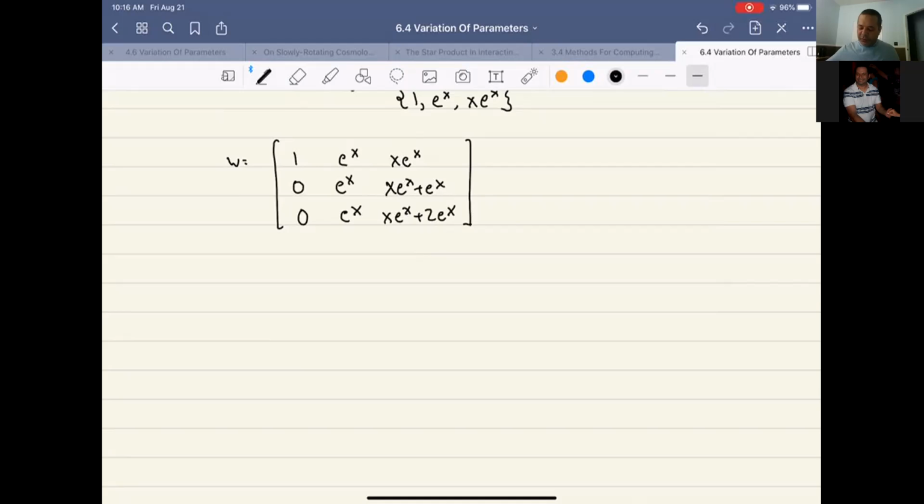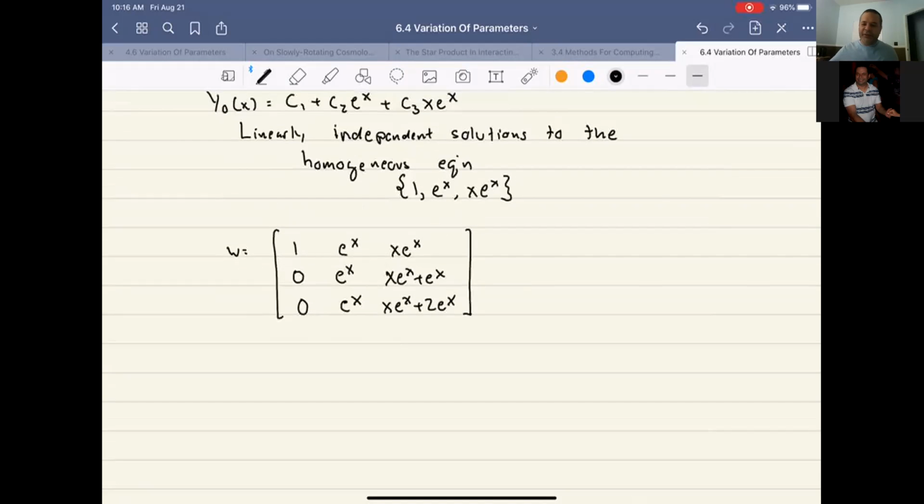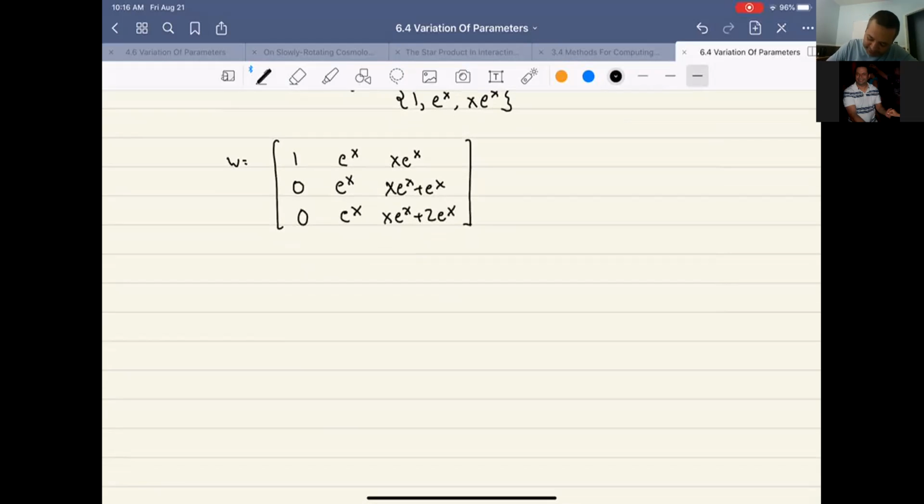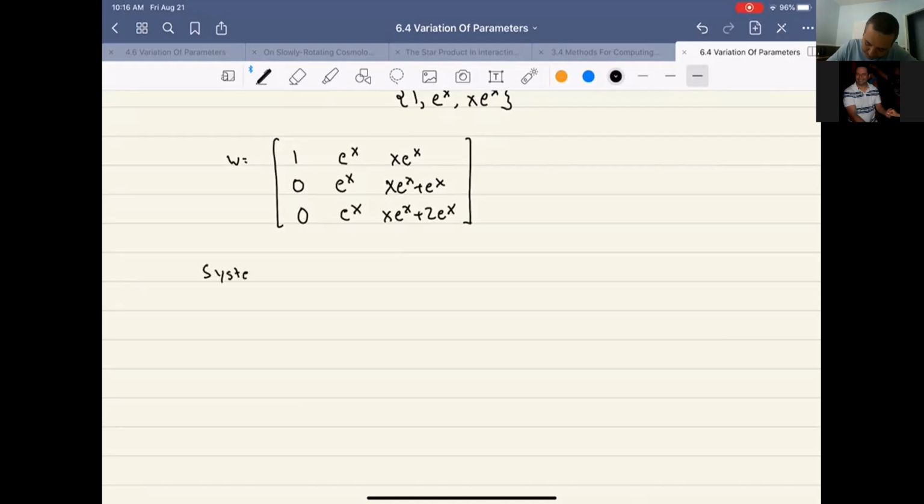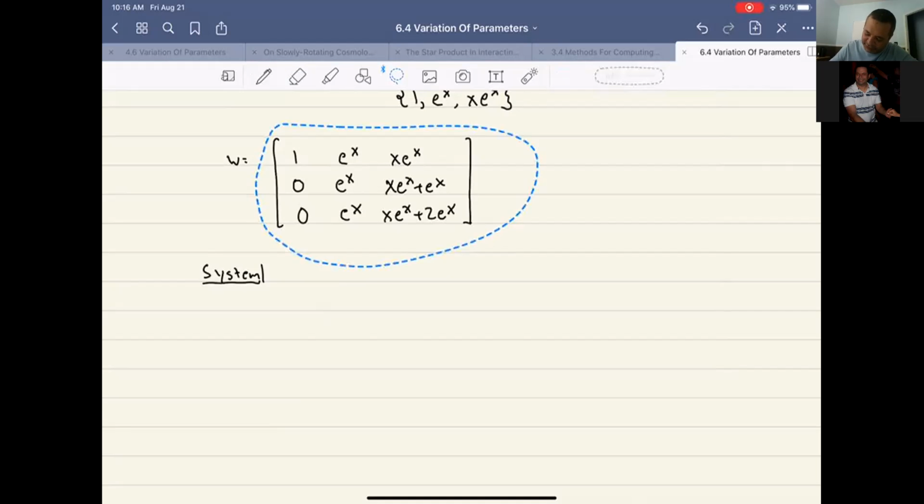Now, the system we're solving is for v1 prime, v2 prime, v3 prime. So we're solving... Why do I do this to myself? This is our matrix.